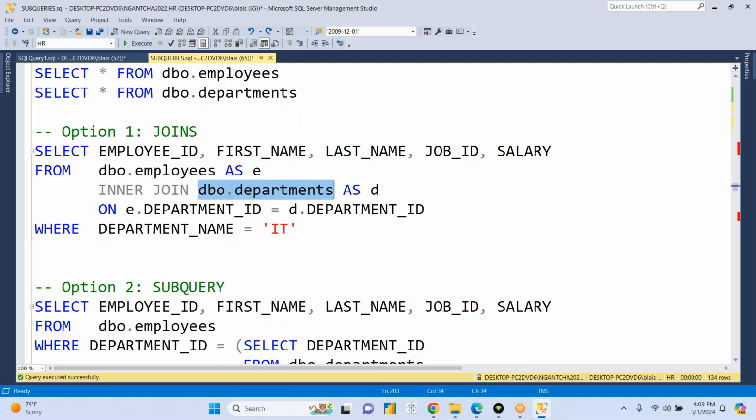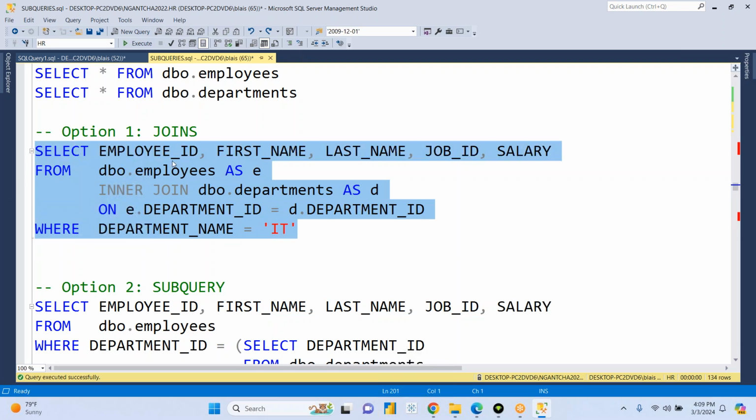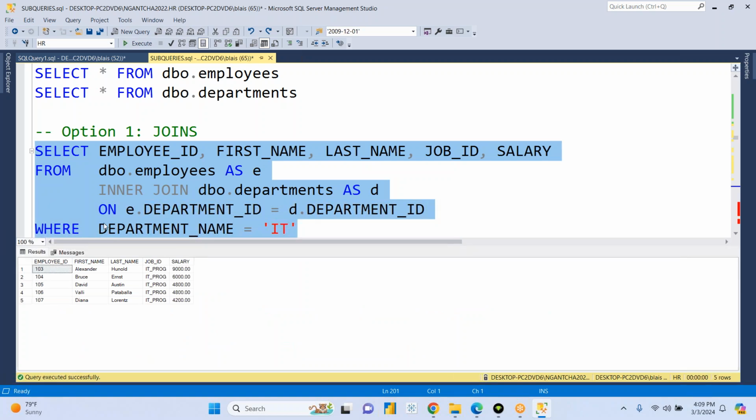So by joining these two, we now have access to the department name from the department table so that we can make it equal to IT. And so this list right here will be the list of employees in the IT department. So that's the join strategy. See that this is what most of you will do, right? This is a strategy involving a join.